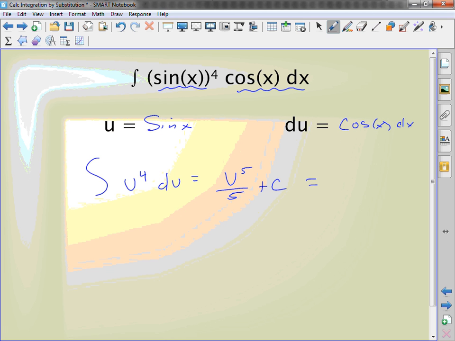Substitute for the u. So it's sine to the 5th x over 5 plus c. You can put the exponent on the outside or on the inside. If you put it on the outside, you have to be careful, because if you write this, that's wrong. If you're going to do it, put the x in parentheses, because there's a difference between sine of x to the fifth and sine of x to the fifth. We did this way, way, way long ago. Chapter 1 stuff.